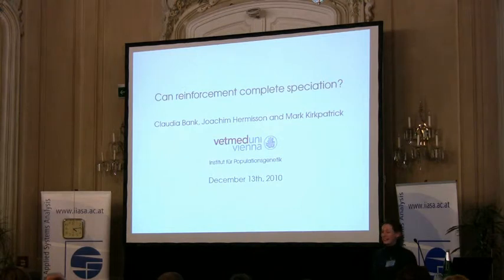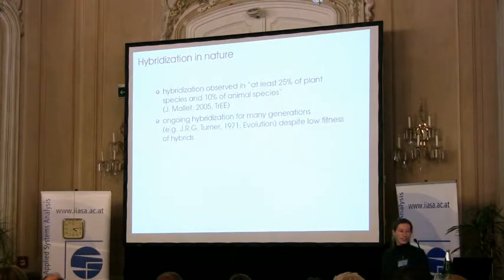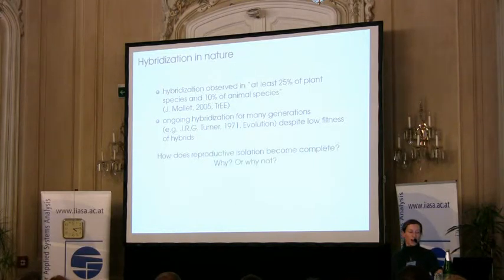Today, and as a motivation for our study, I want to point out that there is a lot of hybridization observed in nature, and sometimes it goes on for a long time. And this, together with the observation that sometimes speciation is completed, leads to the question: how does reproductive isolation become complete, and why is it sometimes completed and sometimes not?